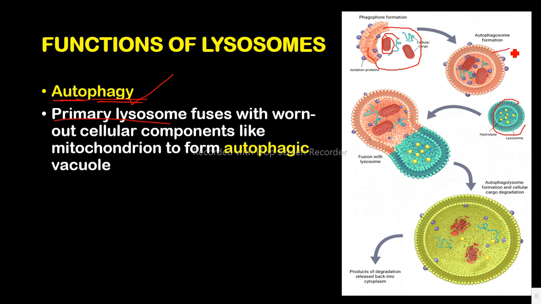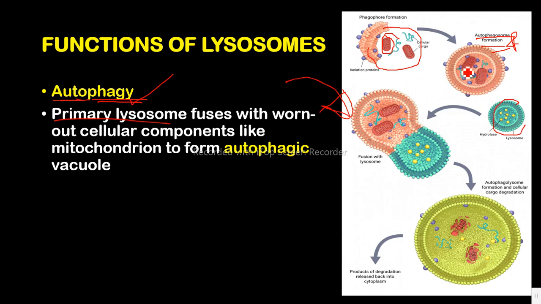And this vesicle is called an autophagosome, not a phagocytic vesicle. A phagocytic vesicle is the one which has been formed by phagocytosis. So this is an autophagic vesicle, so you can call it an autophagosome. So now you can see our organelles are fully surrounded within the vesicle.